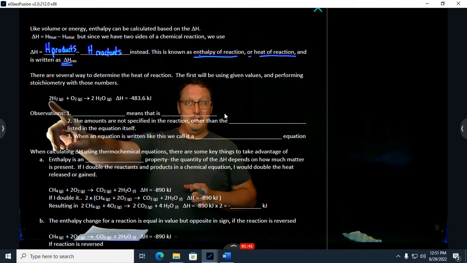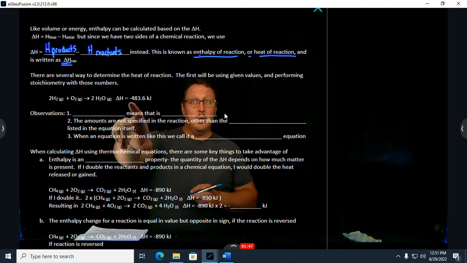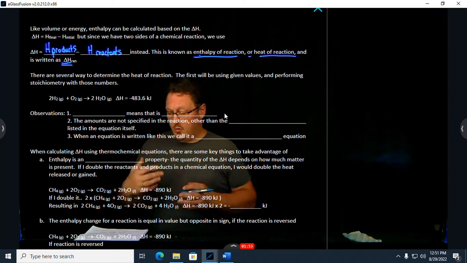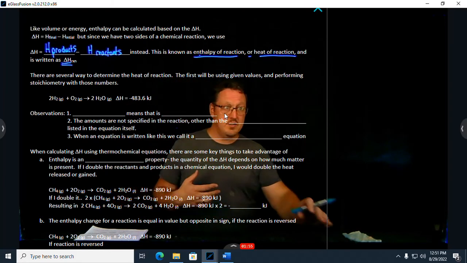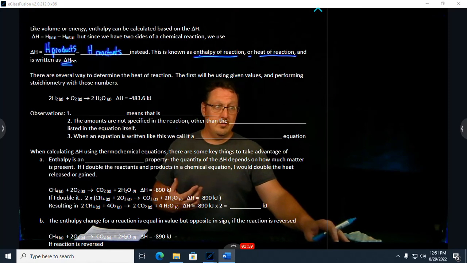Okay, so hydrogen balloons. You guys have seen me blow up hydrogen balloons before. So 2H2 gas plus O2 gas makes 2H2O gas. When I do that, the delta H for that reaction is negative 483.6 kilojoules. So let's talk about some observations that we see here that will probably be helpful as we work through this.